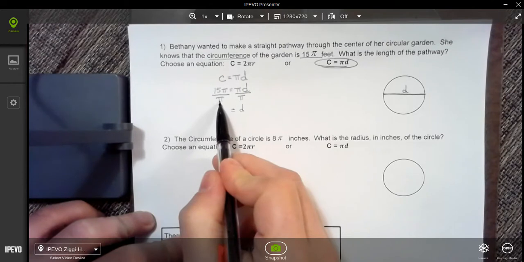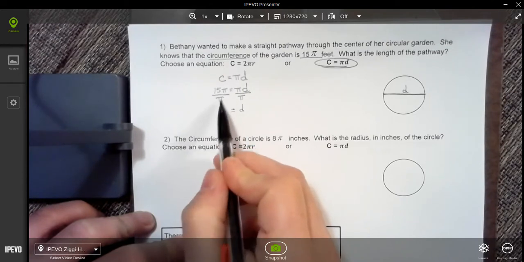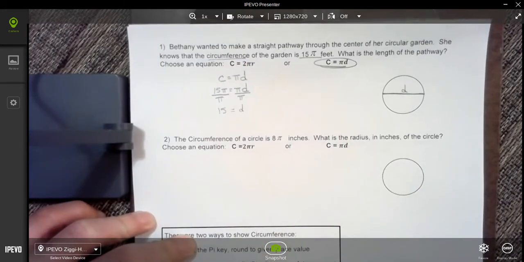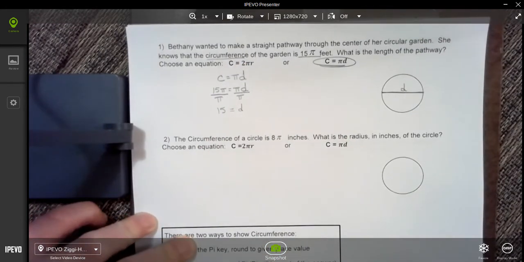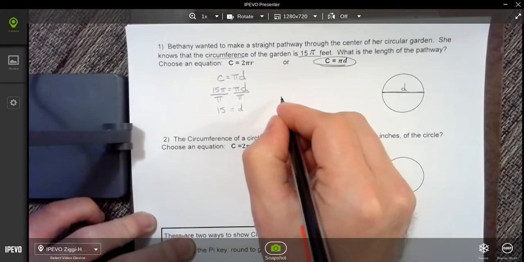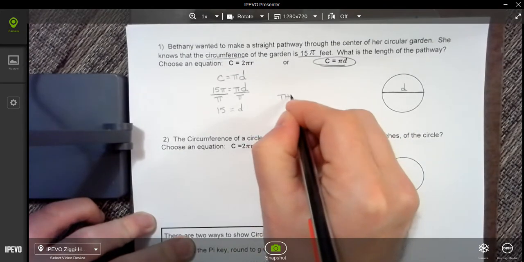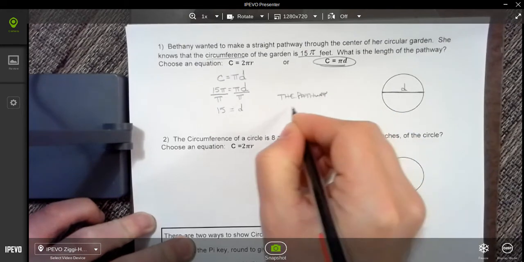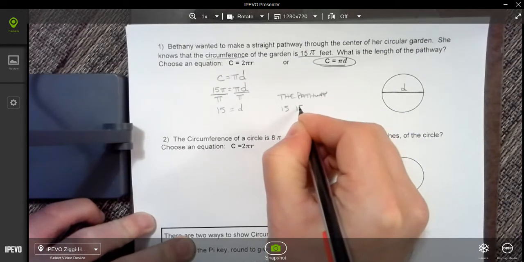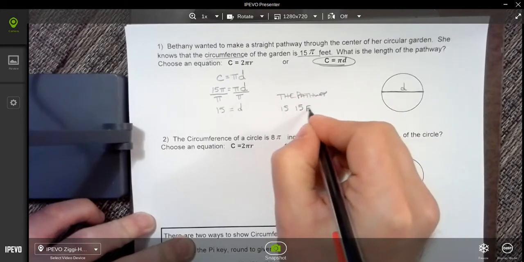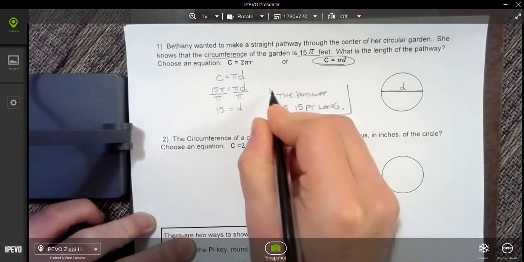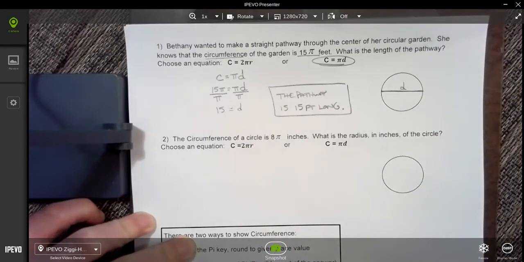15 pi divided by pi, well, again, pi divided by pi is 1, so that's just going to leave us with 15. And so we now know that the diameter is going to be 15. So we can write out our sentence here. The pathway is 15, and it was in feet, long. Okay, the pathway is 15 feet long.